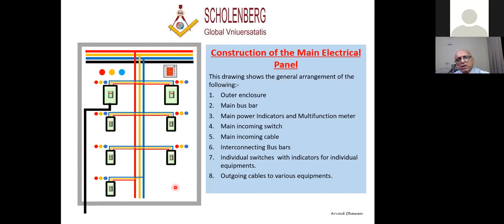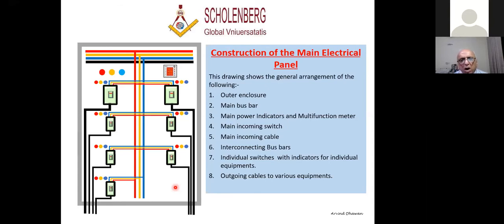Outgoing cables. Now the switch is there, but the equipment is not getting the power. The equipment will get the power from outgoing cables. Now every switch has an outgoing cable to the respective equipment. In the previous slide, I showed you main switch, compressor, then condenser, then cooling tower, all these are switches. And from the respective switches, one cable will go to the compressor, one will go to the cooling tower, one will go to the condenser, as the case may be.